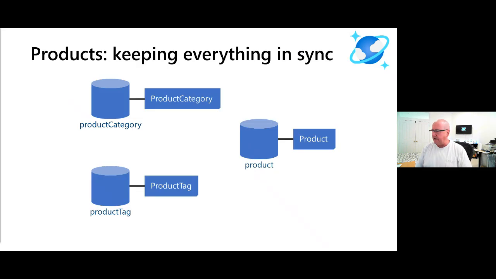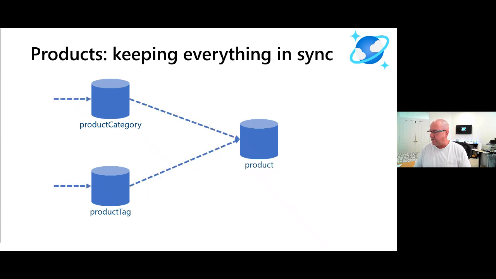Moving on. Okay, so now when we create a new product, we need to populate these additional properties, right? But a question we've got is, how do we keep everything in sync within here, right?